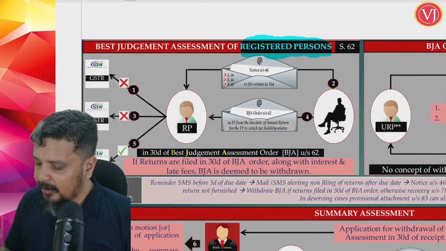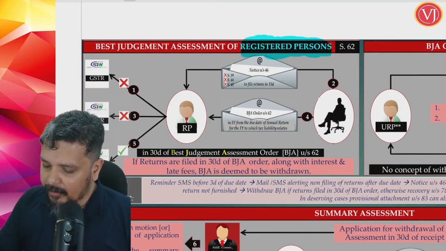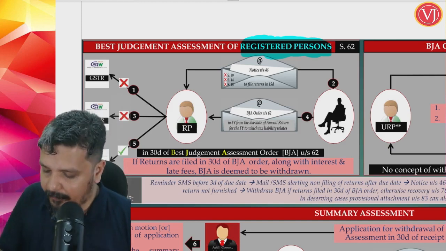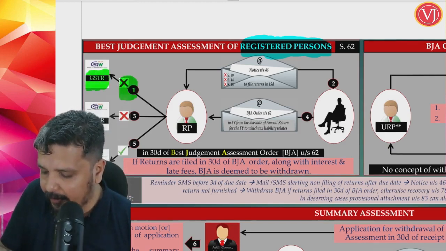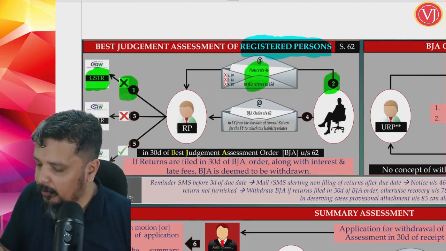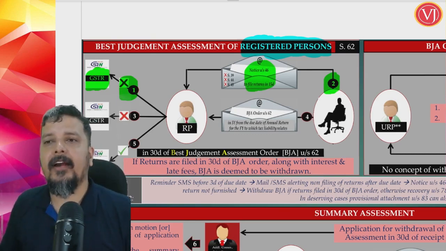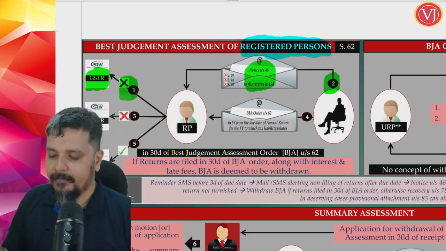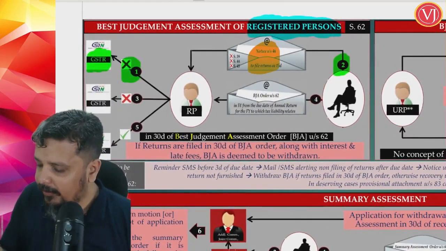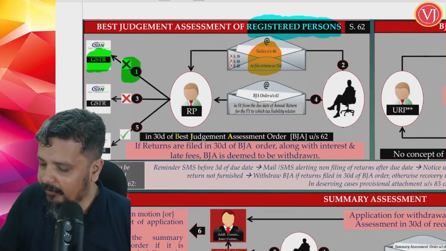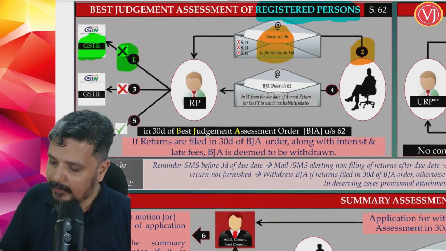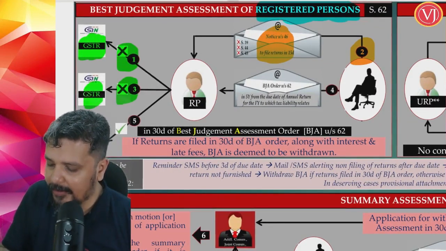Against registered person. Why will it start? You're talking about a scenario where you have not filed your returns. First step is you have not filed your returns. Then what does the officer do? Second step. Officer gives you notice under section 46 to file your return within 15 days. Even after getting the notice, you did not file your returns.